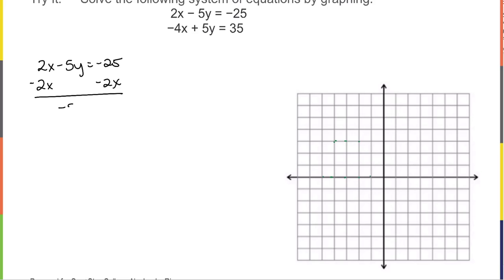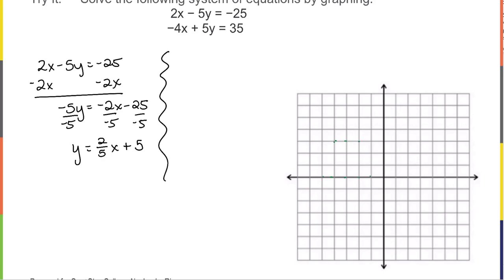So I have negative 5y equals negative 2x minus 25, because you want y equals mx plus b. Then I would divide everything by negative 5, and I get the equation y equals positive 2/5 x plus 5.